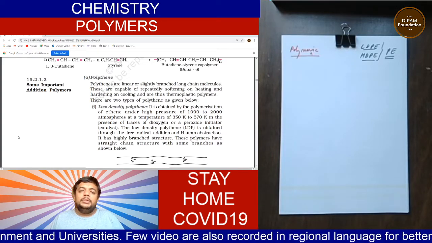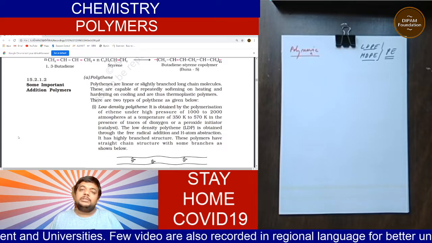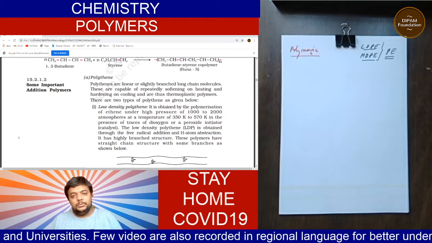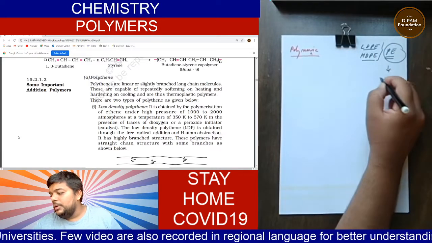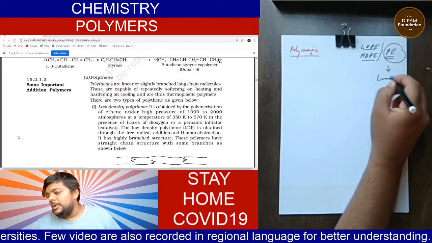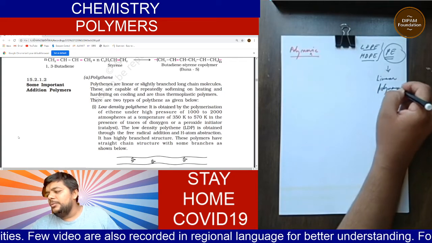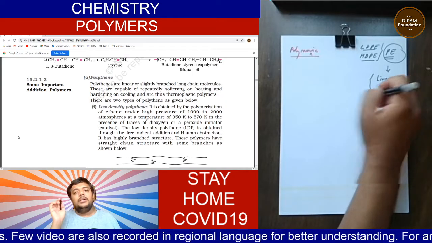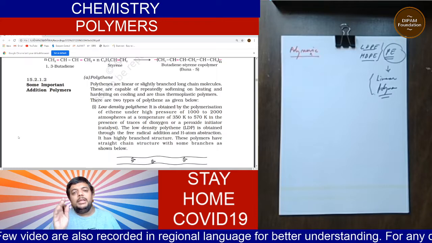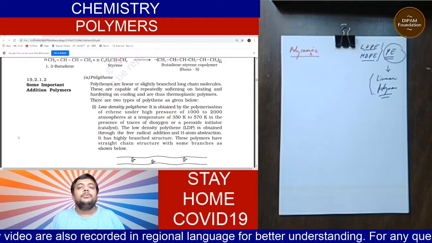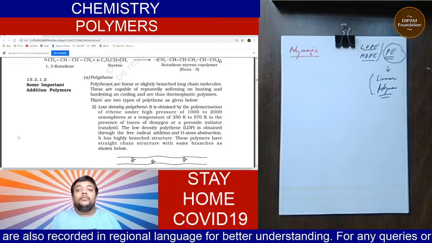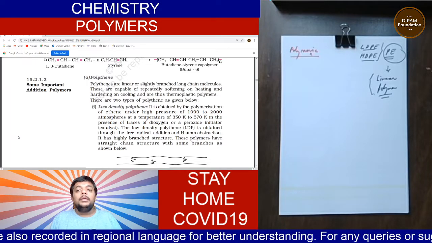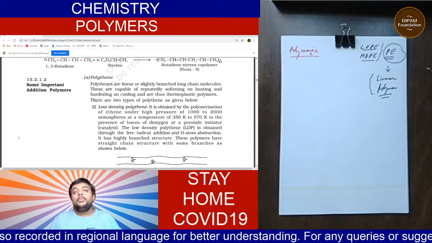Generally, polythenes are linear or slightly branched long chain molecules. So, whenever polythene is asked, you must go for it as a linear polymer with few branches, if at all required. But there is an important point that comes over here if you can go through your book. These are capable of repeatedly softening on heating and hardening on cooling and are thus thermoplastic polymers.